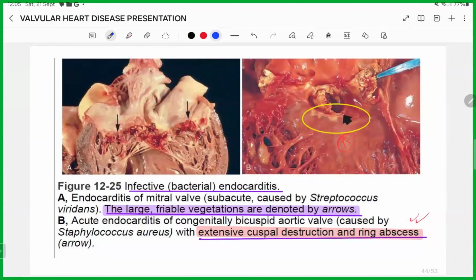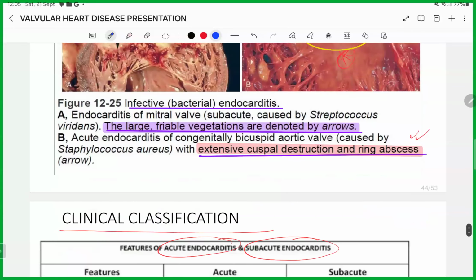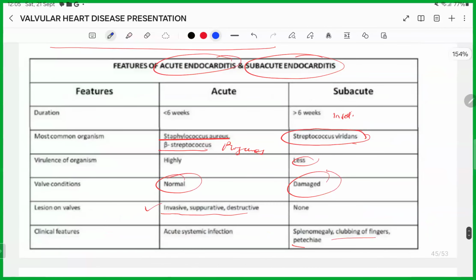This is the complete opposite, caused by various bacteria, which we're going to look at. So you have 2 categories of infective endocarditis. It can be categorized as acute or subacute. Acute is when the duration is less than 6 weeks. Subacute is when it's more than 6 weeks.